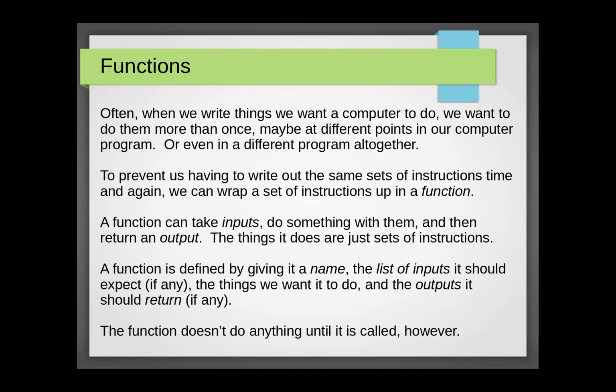So usually when we're writing code, very often we want the computer to do things, and the things we want it to do, we'll probably want it to do again, either at different points in the program or even in a different program altogether. They might be quite common things that we want it to do. And now we could just keep telling it every time we want it to do it and give it all the instructions that it needs to follow. But that's quite time consuming, it's inefficient, and it's not a good way to program.